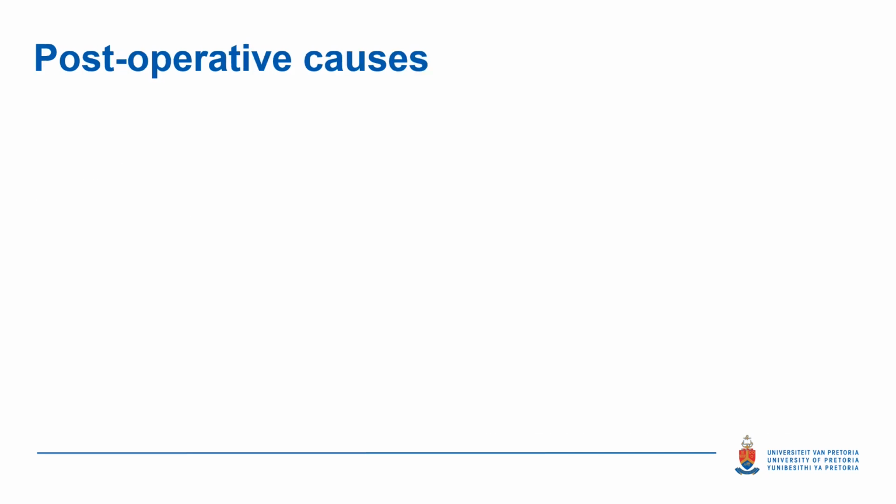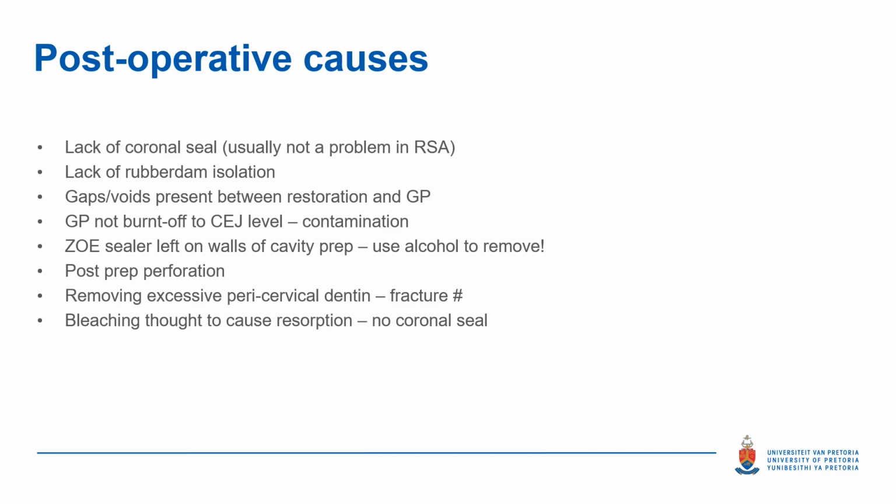And then post-op causes. Usually something like a lack of coronal seal, a lack of using rubber dam in the first place, any gaps or voids that are present, or your GP not burnt off to the correct level. If you don't get a really nice bond of your composites onto the walls of your cavity, that can also cause failure because it causes leakage of your restoration. And if you have done a really nice root canal, but you perforate with a post-prep afterwards, or create a fracture, that can lead to failure. And even our bleaching procedures, when we do a non-vital bleaching, some of the materials that are used in bleaching procedures are thought to cause resorption, especially if you don't have a good coronal seal.